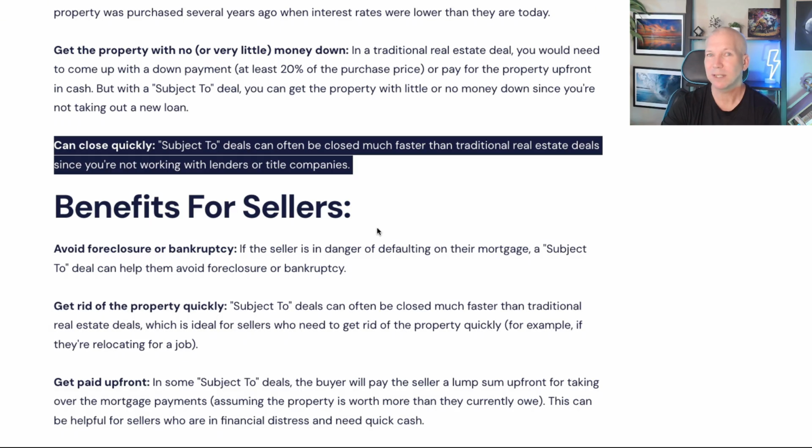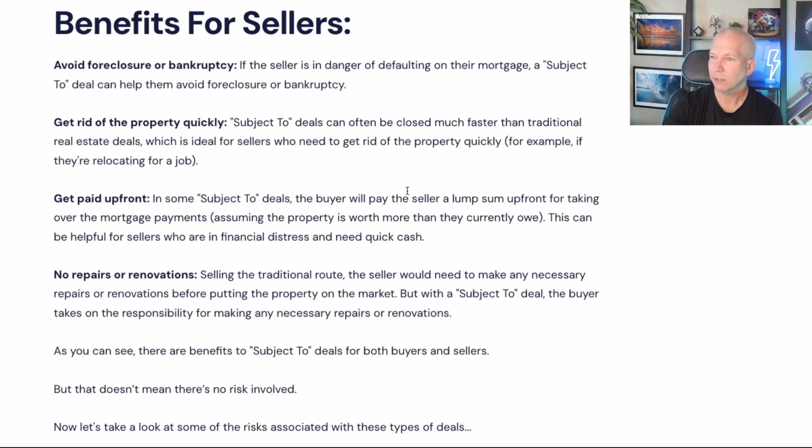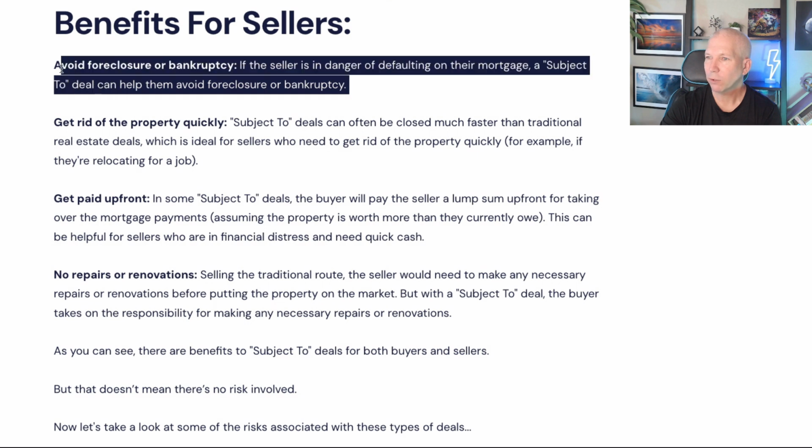If you want to go through the entire escrow and closing process, that could take a week or two. As you know, real estate moves slowly, but if you want to close with just a grant deed, they can sign that over to you, get it notarized, and you can record it that same day. So what are the benefits for sellers? They're going to avoid that foreclosure or their bankruptcy if they're stuck with a property that they can't make a payment on. That's the biggest one.